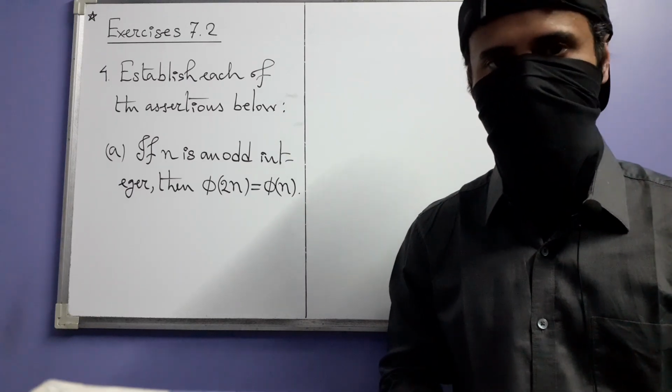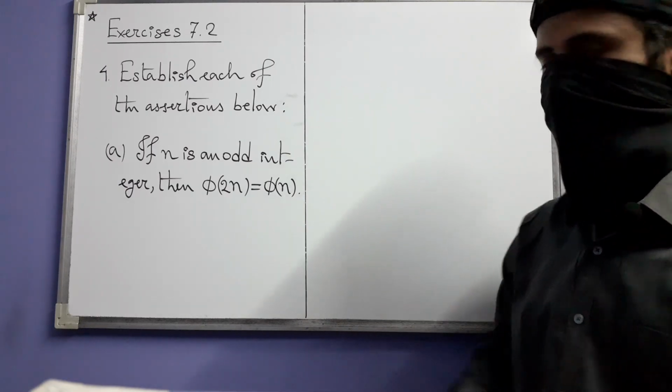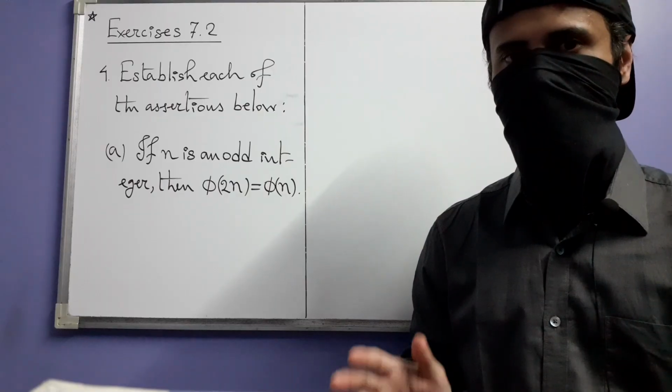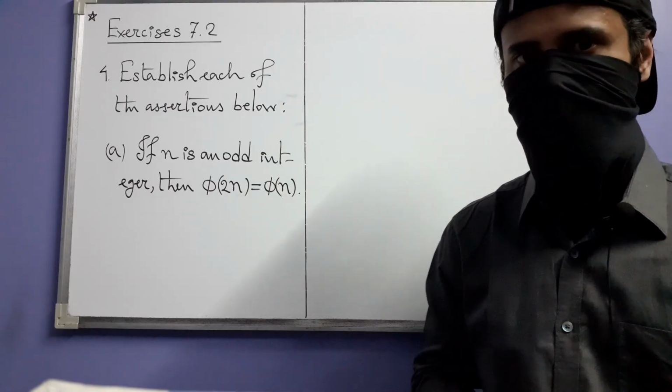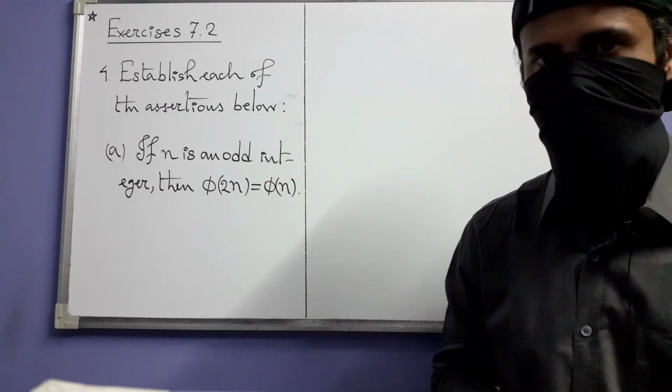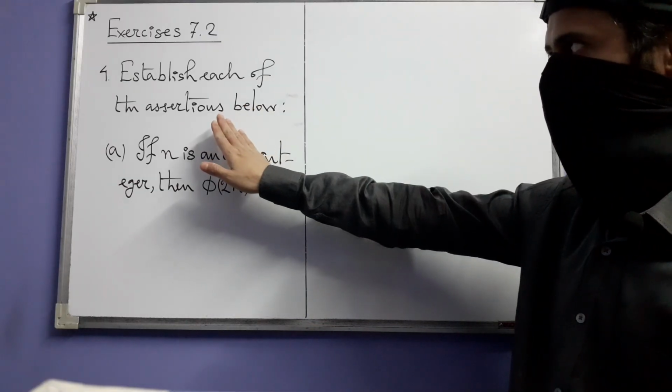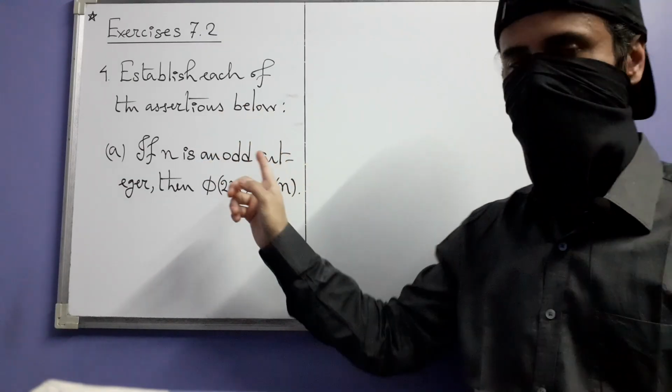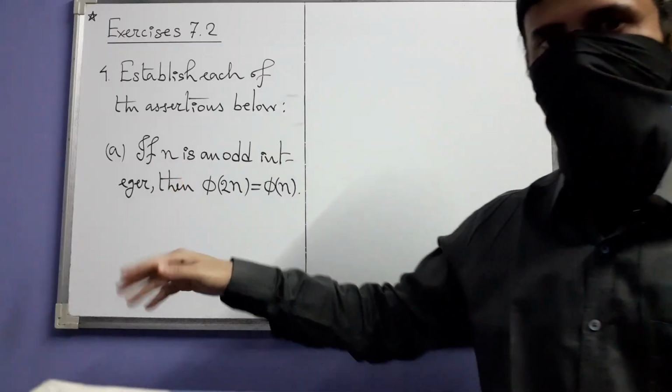So we are now starting the exercises 7.2. I will leave out the routine computational ones. That's why I am not starting with number 2. Instead we start with number 4, where we have to establish some assertions. There are a few of them.